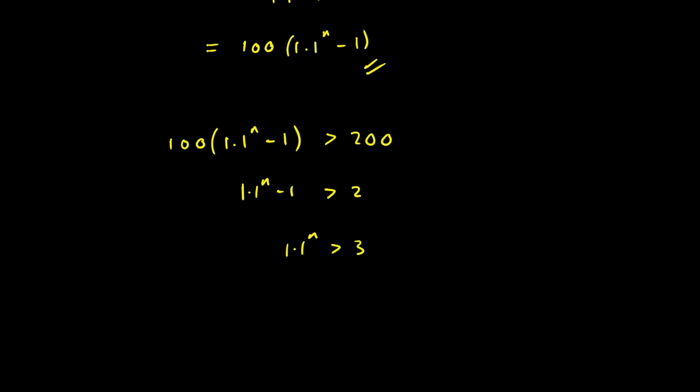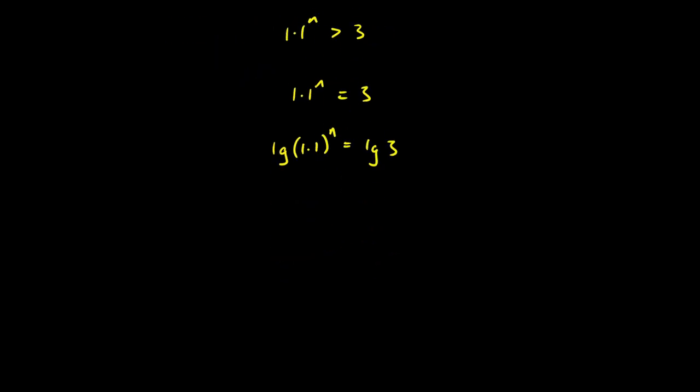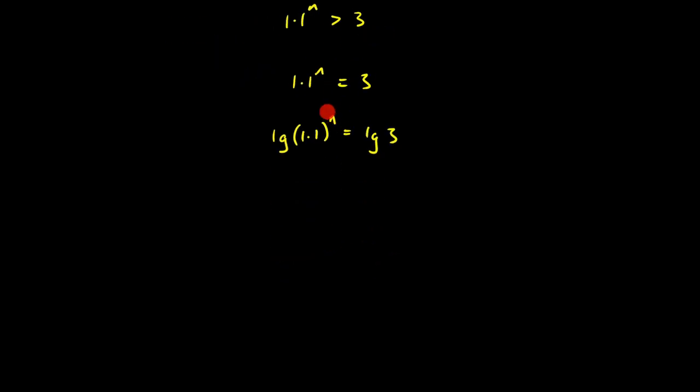Okay, so how can we solve this? Well, we'll treat it as an equality for the sake of argument at this point. And we can use logarithms to do that. So we can say log 1.1 to the power n is equal to log 3. We can then use the log rule to bring this power n down to the front. So we get n times by log of 1.1 is equal to log of 3. So n is equal to log 3 divided by log 1.1.